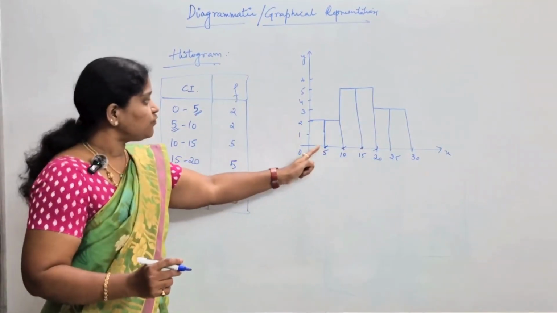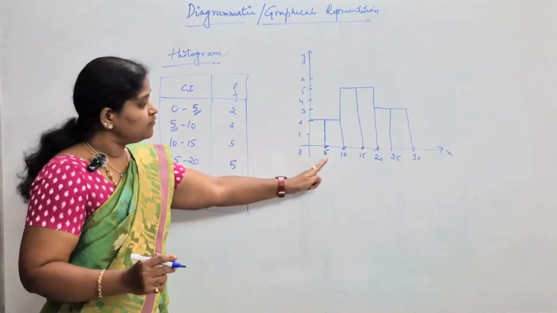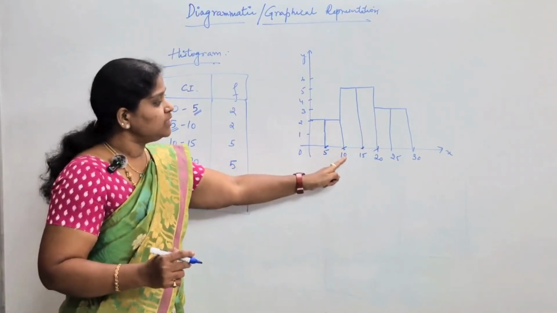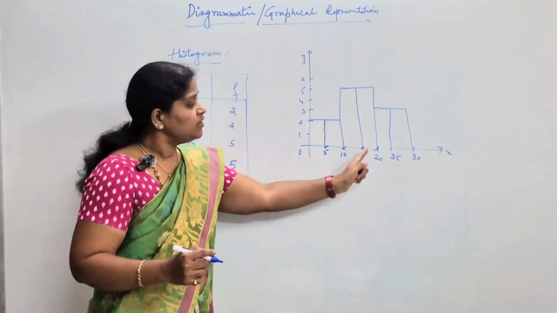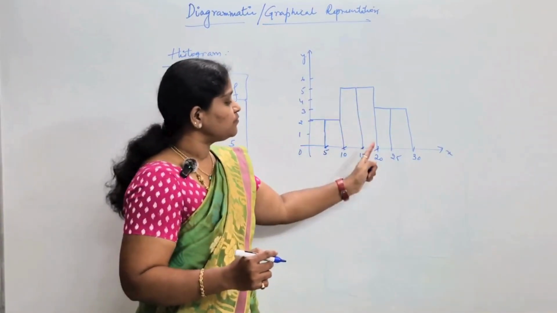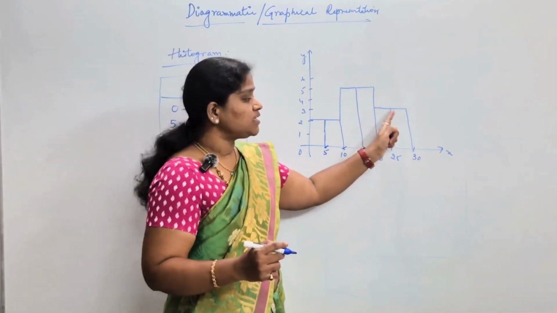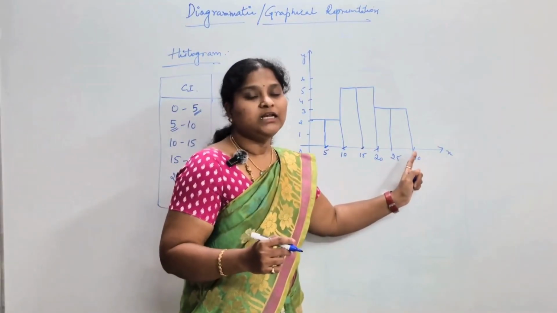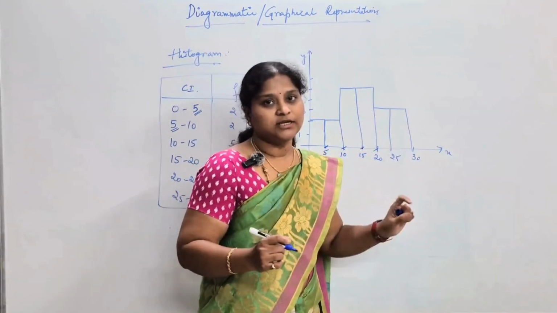So from 0 to 5, it is 2. 5 to 10, it is 2. 10 to 15, it is 5. 15 to 20, it is 5. 20 to 25, it is 3. And similarly, 25 to 30, it is 3.